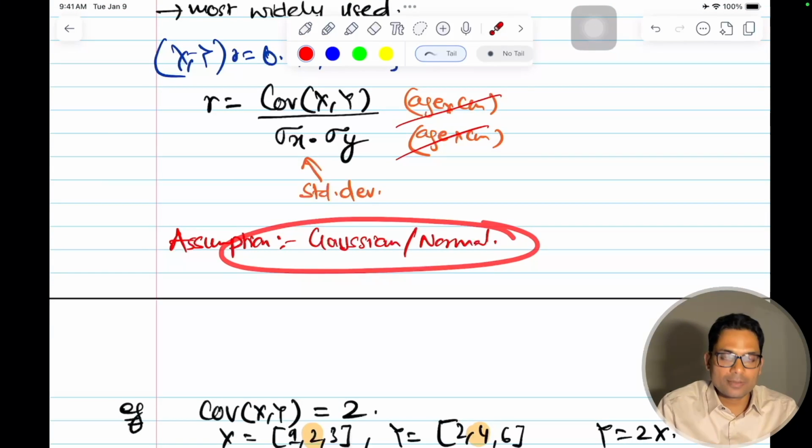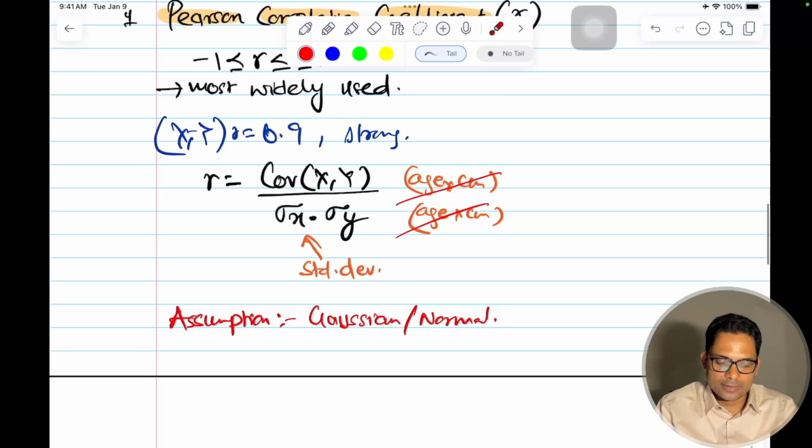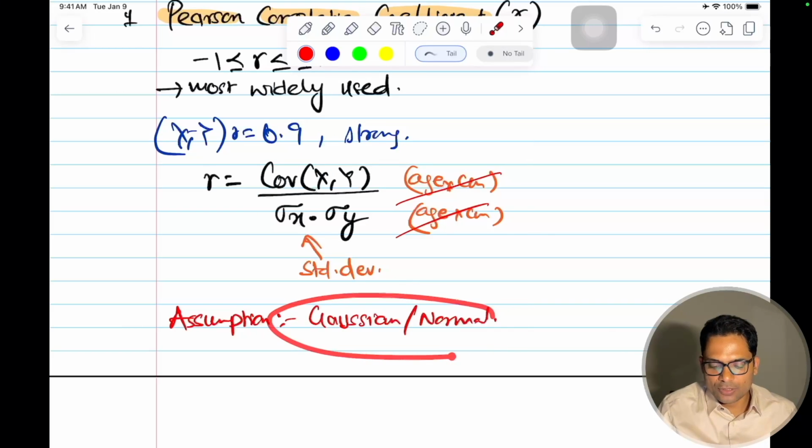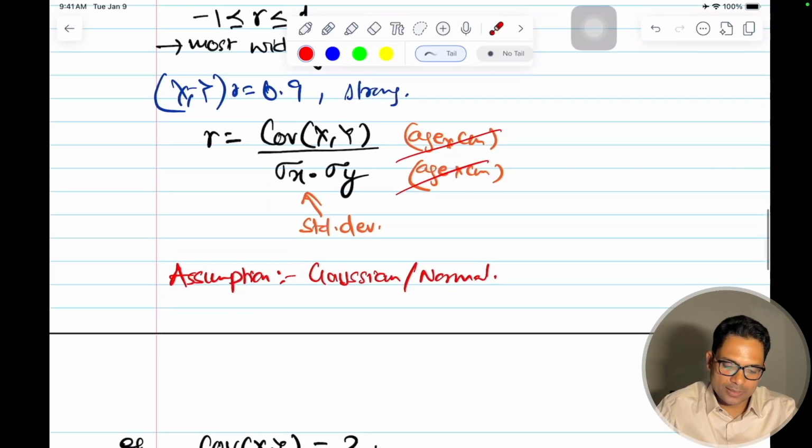So this is parametric. Because of that, whatever final output this formula gives, the assumption is based on the data that we are handling being Gaussian or normal, and for that this formula holds.